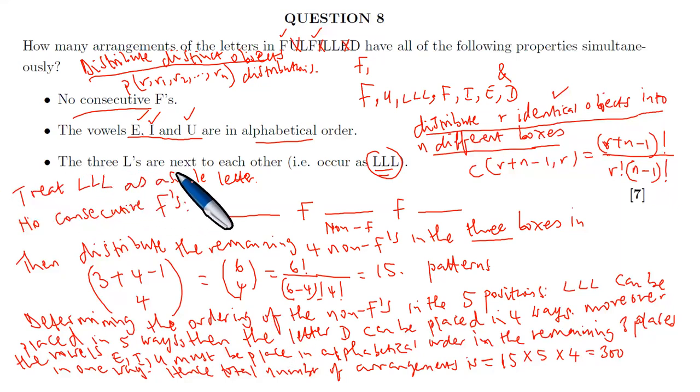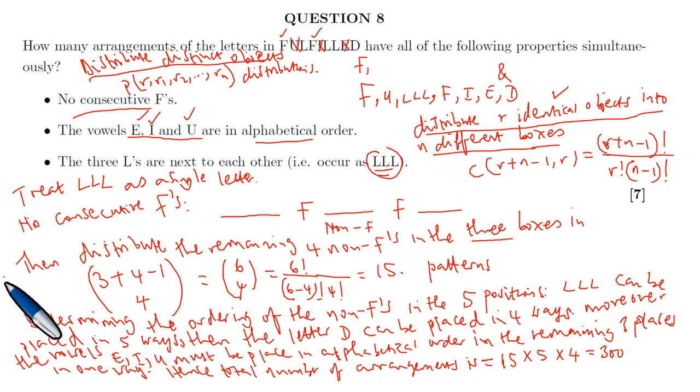The three L's are next to each other, so they form one symbol. I looked at this word and I put the first F, and then U, and then I grouped all the three L's, and then there is another F, and there is I, there is E, and there is the letter D. Now I want us to look at which objects are identical and which objects must be put into the boxes, because in the boxes, using that model, we put identical objects. So what are those objects that are identical?